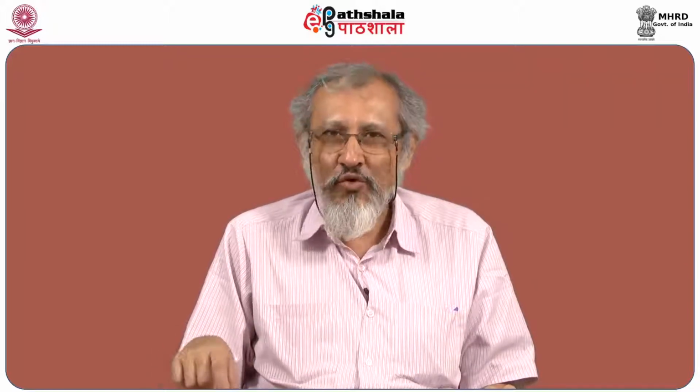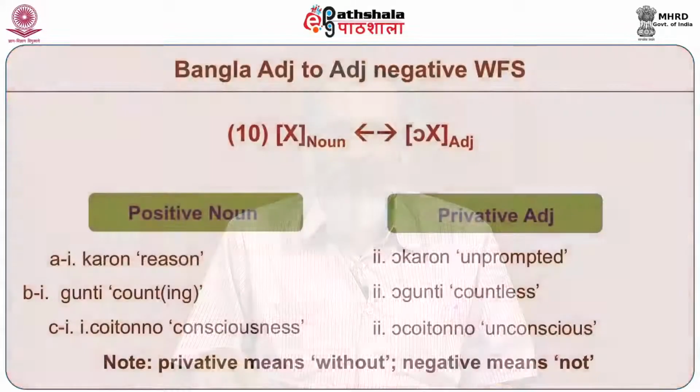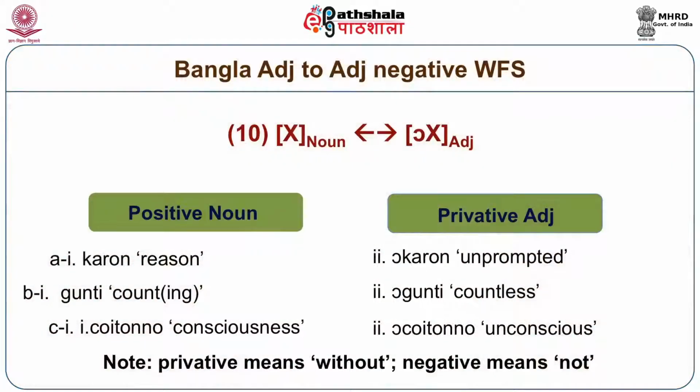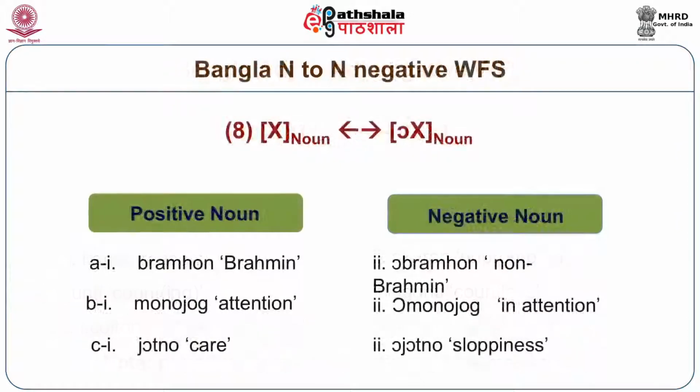It is going all over the place and doing different things, mediating between noun and noun, between adjective and adjective, and between noun and adjective. You don't expect a word to do this kind of thing. If you look at the meaning, it is very difficult to unite the meanings not and without. Yes, they have something in common, but you'd be very hard put to define what it is that not and without have in common. In other words, when you look at ogunti, countless, which means without count, and compare that with Abrahmon, not a Brahmin, it doesn't work.